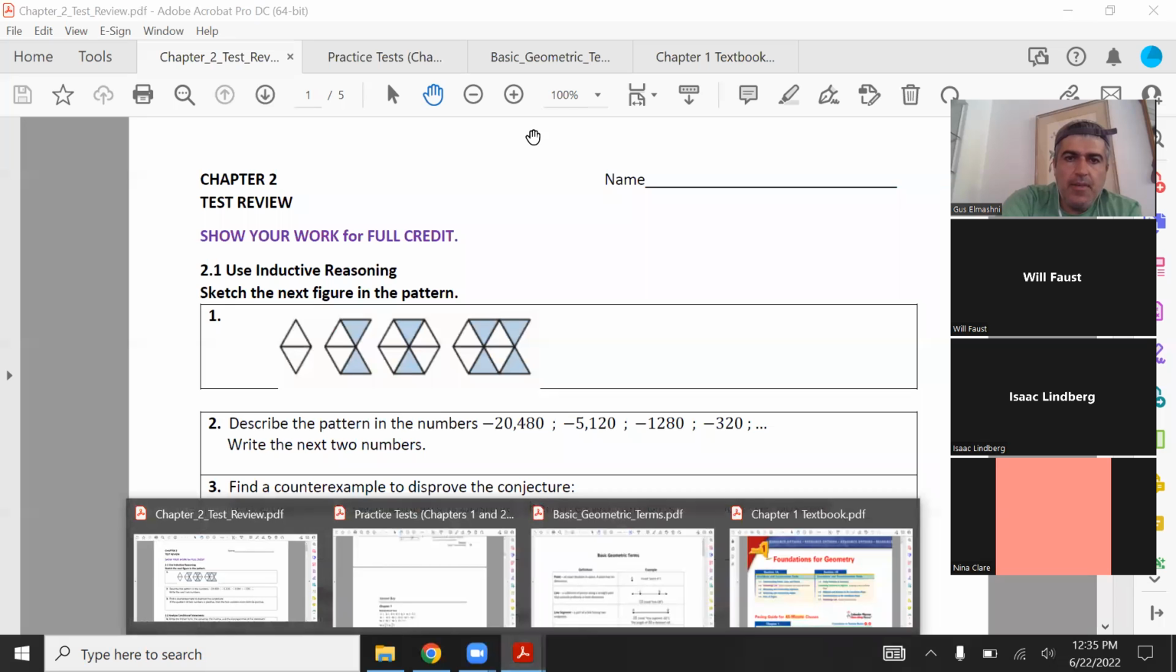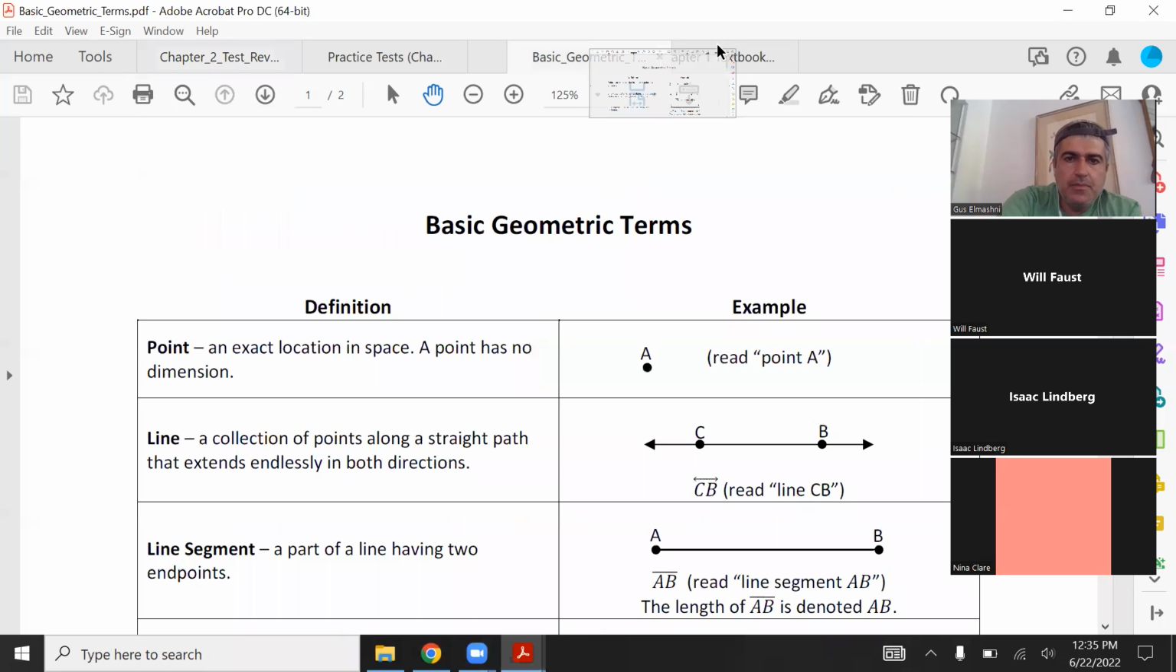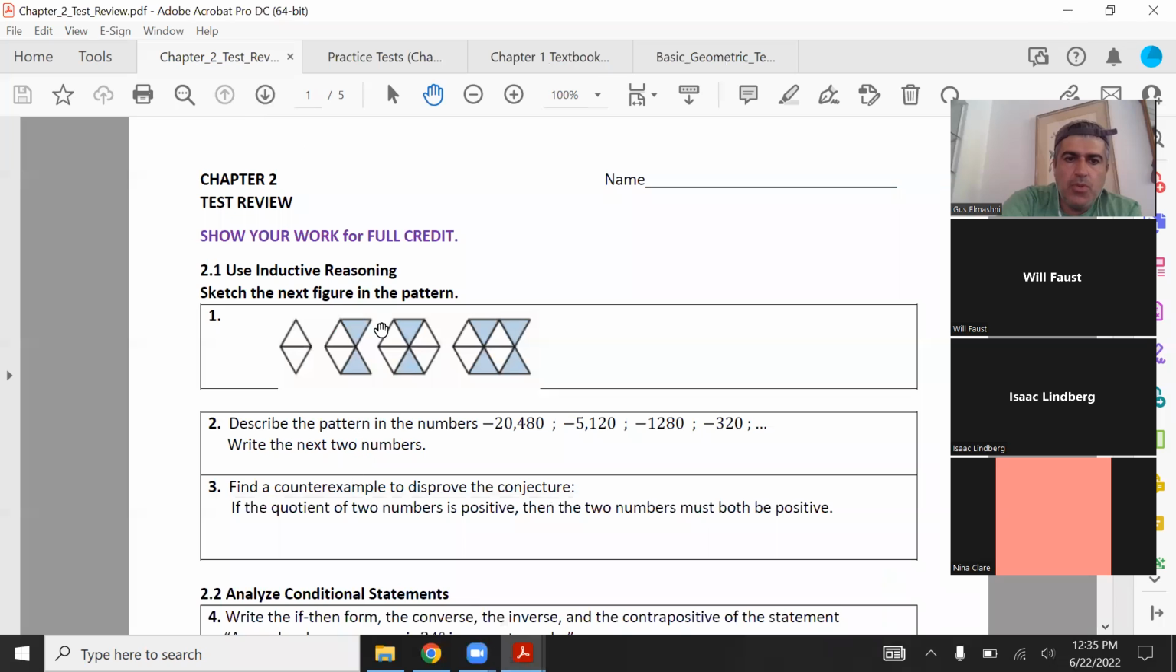All right. Then chapter 2, test review. All the answers are posted at the end. So here you're asked to find the next figure in the pattern. You can see here that you have 2 triangles and you have 2 more triangles, but then they're inverted. Then 2 more triangles, but then they're sharing a base or side. Then 2 more triangles. So then my guess is the next one will look like this.